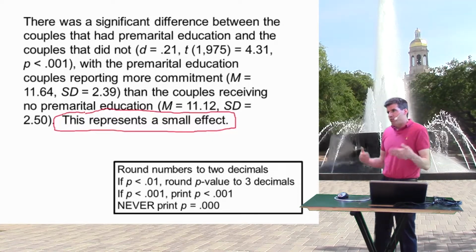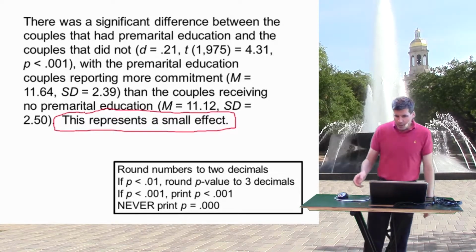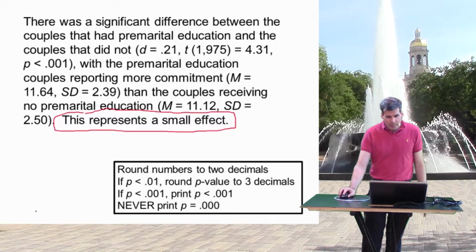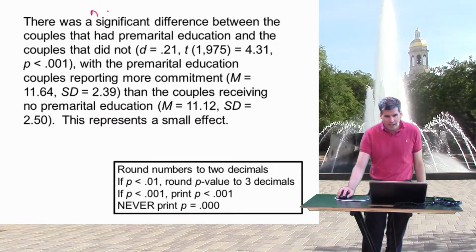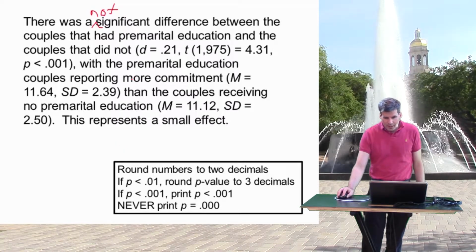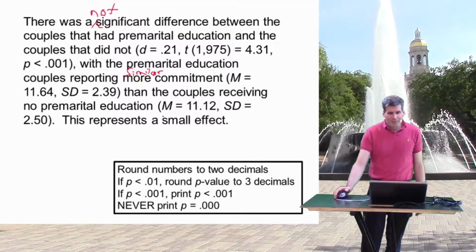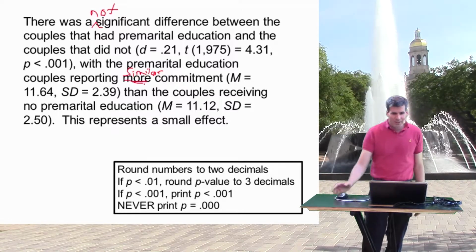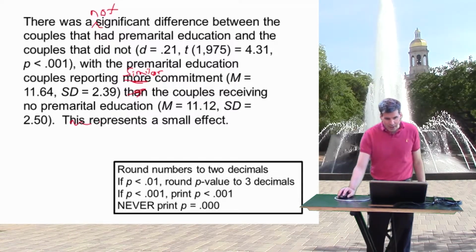Now I mentioned that it would be highly unlikely that I would give you an example for a test that would require you to deal with a non-significant difference between groups. But if you are dealing with a non-significant difference, just note a few things here. First, you would need to put the words, there is not a significant difference between groups. And where it says more, you want to say similar. It should be not more, but similar, reporting similar commitment to the couples in the no education group.